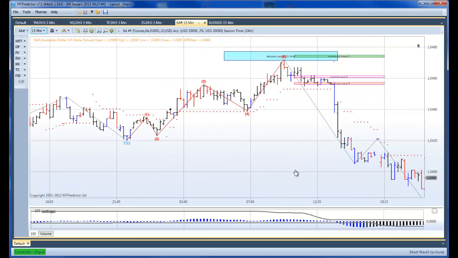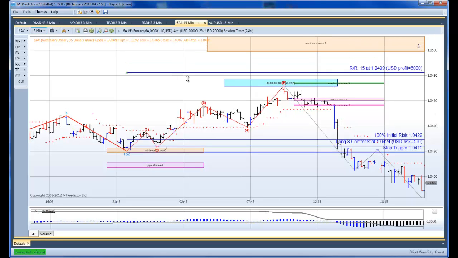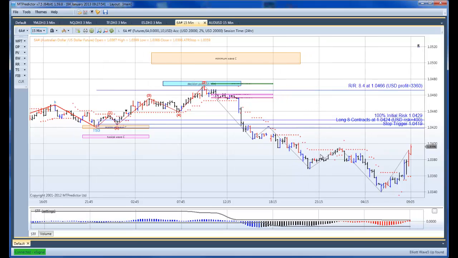So looking back on this, it shows an absolutely lovely example of a trade setup, managed very, very well by one of our customers. And looking at this now, since the Australian dollar has declined sharply, what a great place to bank your profits and come out there with a lovely plus 8.4R profit.